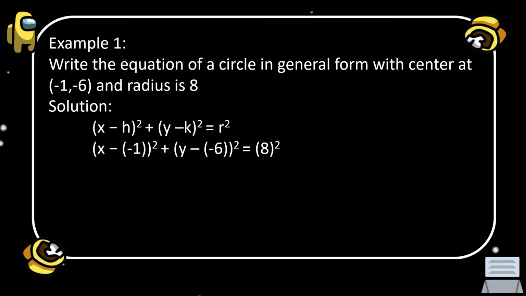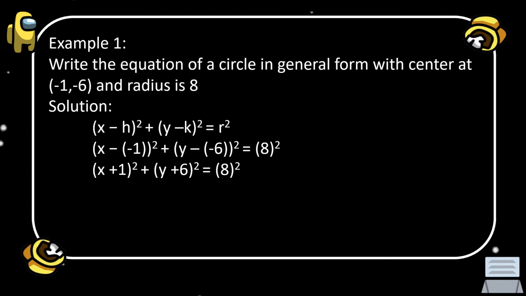Okay, so the value of h is -1, the value of k is -6, and the value of r is equal to 8. You are going to substitute into the standard equation of the circle. So we have the quantity (x minus -1) squared plus the quantity (y minus -6) squared is equal to 8 squared. We simplify: x minus -1 is x plus 1, squared, plus y minus -6 is y plus 6, squared, is equal to 8 squared.